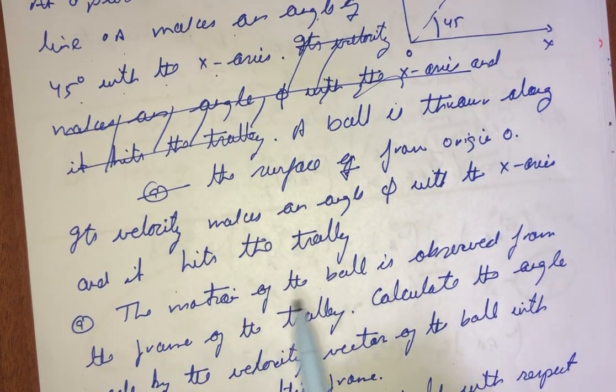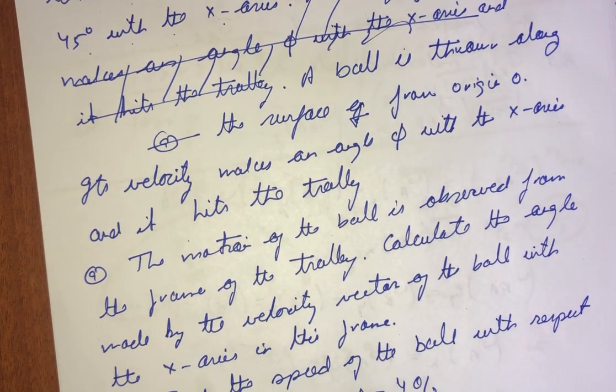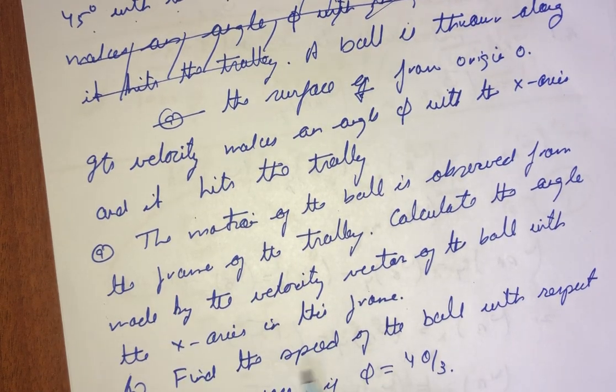First, the motion of the ball is observed from the frame of the trolley. Calculate the angle made by the velocity vector of the ball with the x-axis in this frame. And B part, find the speed of the ball with respect to the surface if phi is given as 4 theta divided by 3.